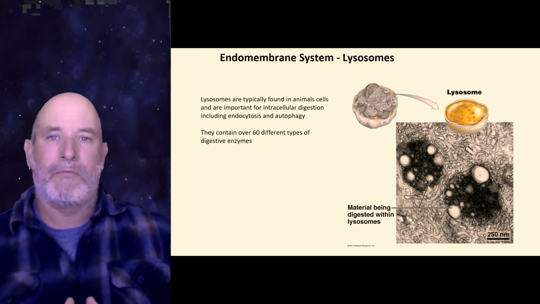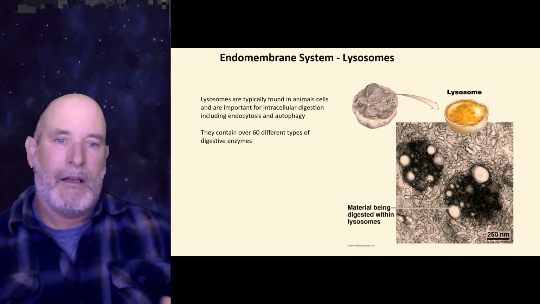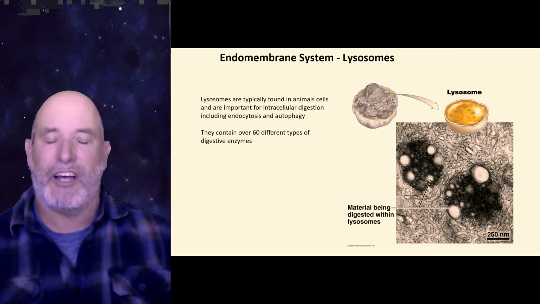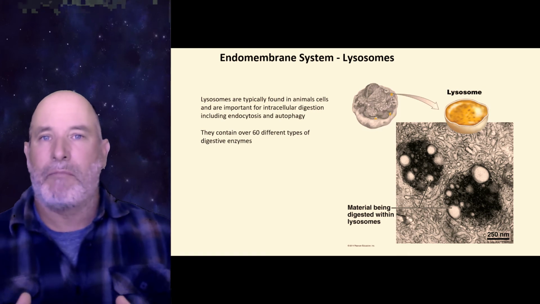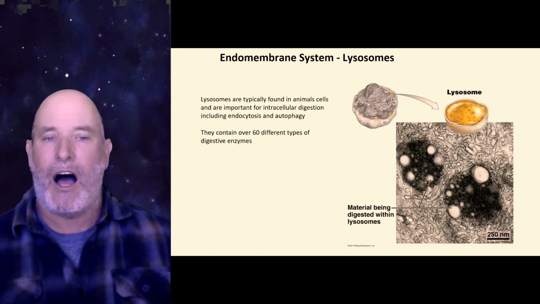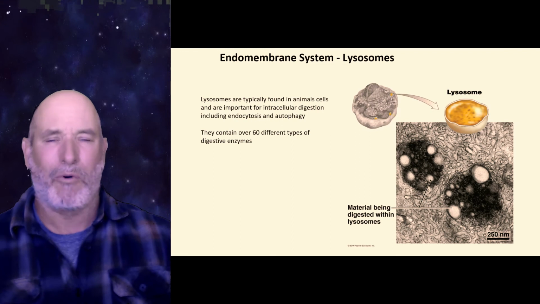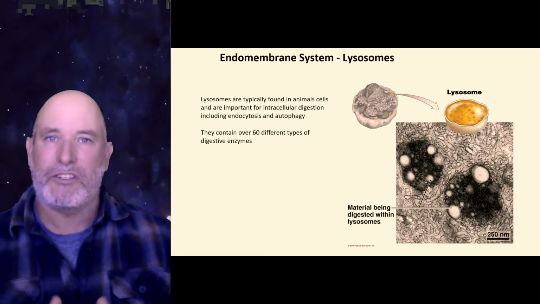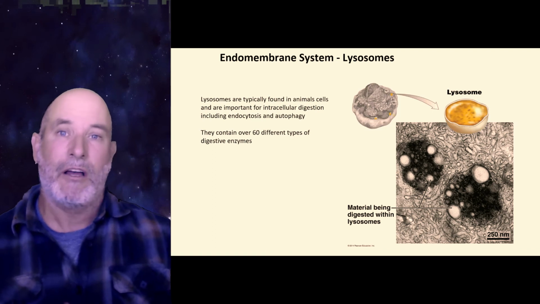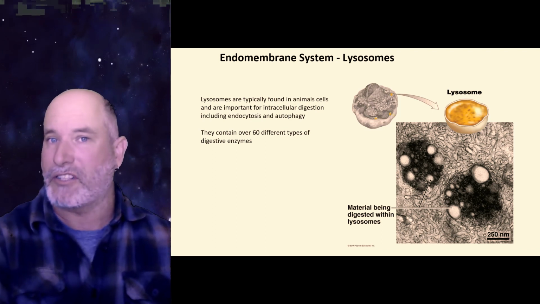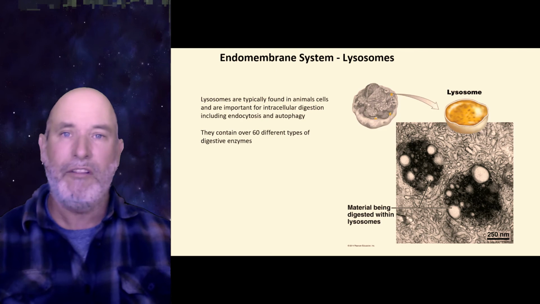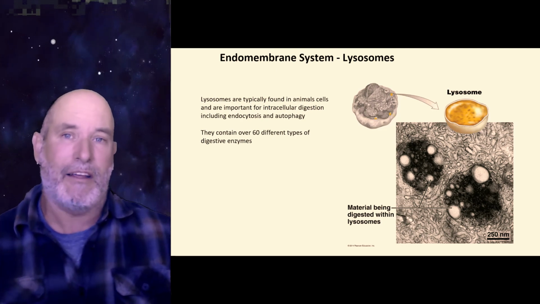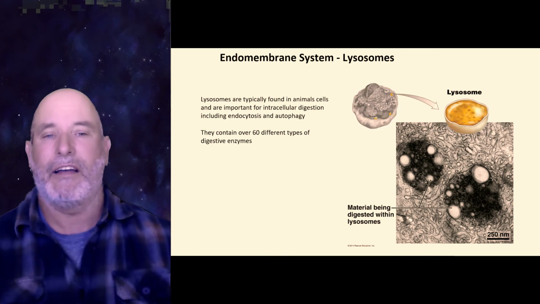Now, the lysosomes are found in animal cells. And they're important for intracellular digestion. So this includes both endocytosis and autophagy. Oh, big words. We'll get back to those. But basically, these lysosomes can carry over 60 different digestive enzymes that you don't want floating around in your cytoplasm, because they would break down all your lipids and proteins and even DNA in there. So you house them inside the lysosomes.